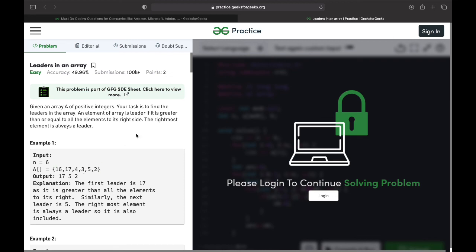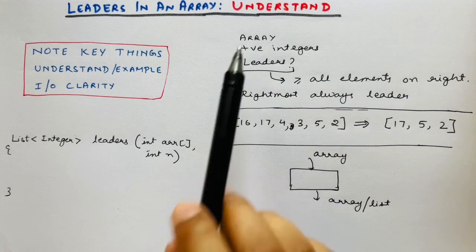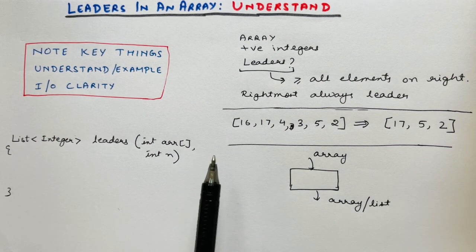So we are trying to solve this problem today. We won't directly jump to the solution, but try to see step by step how we think through and reach the solution. To begin with, let's first try to understand and note the key things that we are given. We are given an array of positive integers and we have to identify leaders.